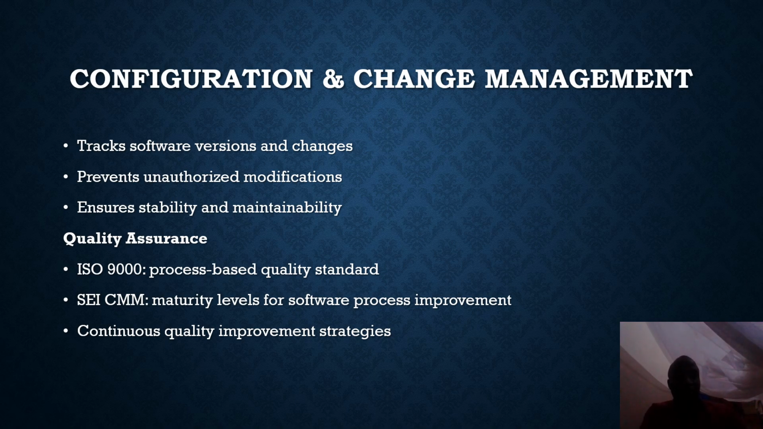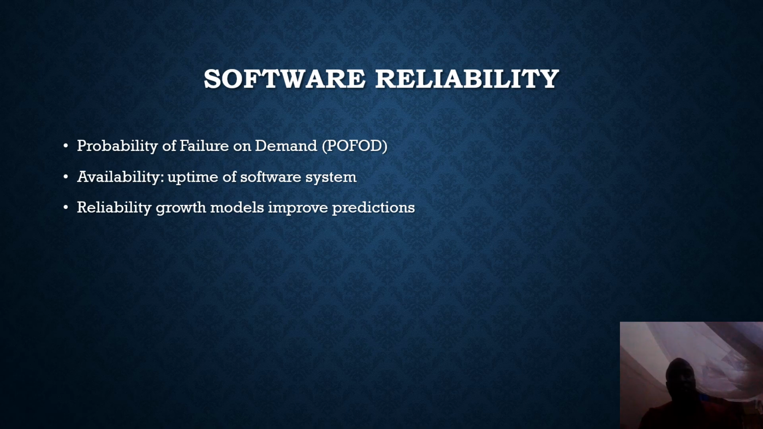We have quality assurance. The ISO 9000 process-based quality standard. We have the SEI CMM, which are the maturity levels for software process improvement. Then finally, continuous quality improvement strategies. Software reliability. This includes the probability of failure on demand, availability, uptime of the software system, and finally, reliability growth models, which improve the predictions.